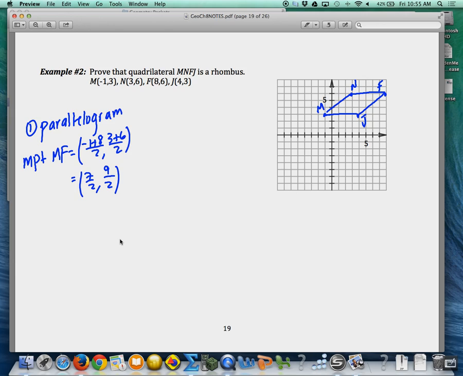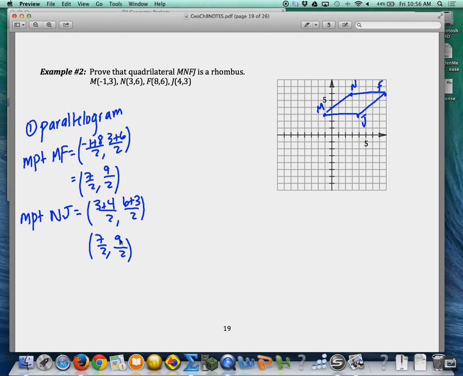Okay, is this enough to show that we have a parallelogram? No, what else do we have to do? Find the midpoint of NJ. Okay, if this is a parallelogram, what do we expect? They should be the same. So NJ is going to be 3 add 4 over 2, and then 6 add 3 over 2, which gives me 7 over 2 and 9 over 2.